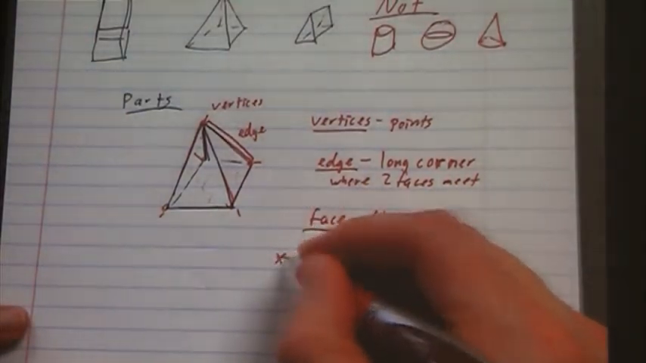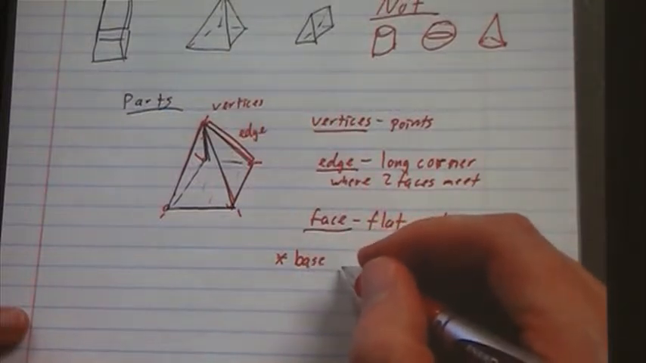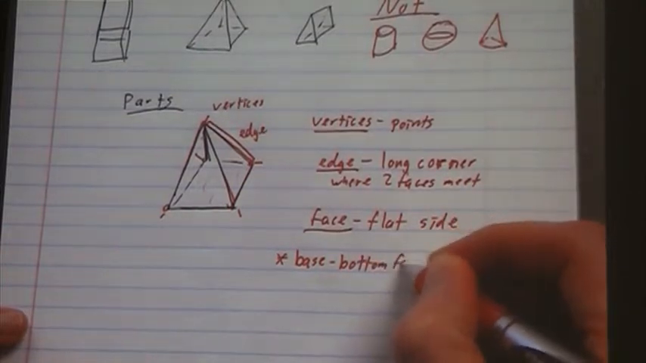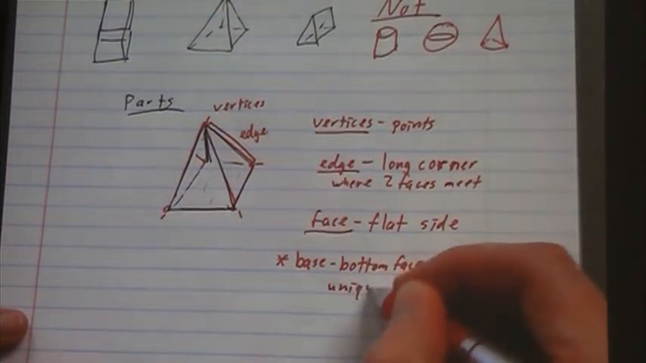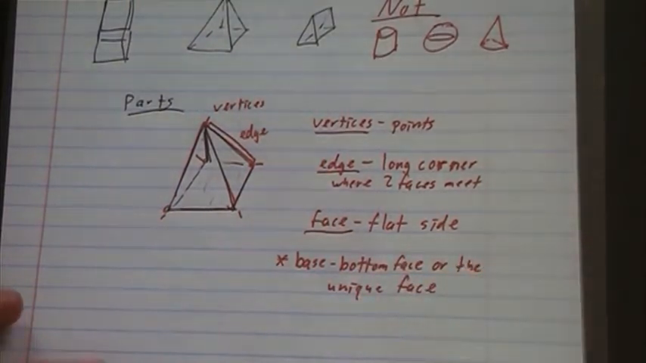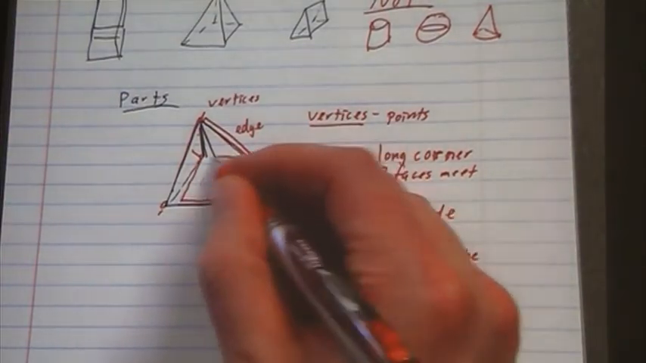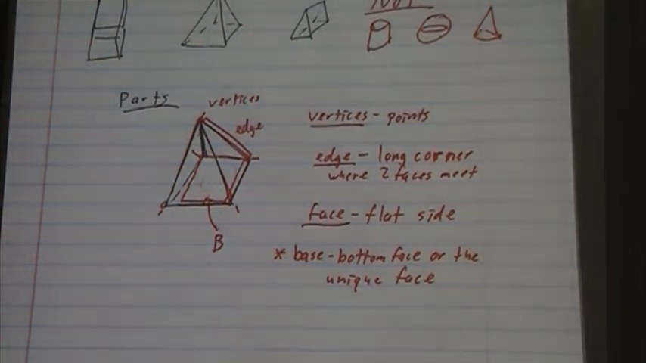Now one thing to note is that the base can be the bottom face or the unique face. The reason why I say it, sometimes it's bottom, sometimes it's not. With this problem, we know that the base is this whole side on the bottom. That's the big B, the area of the base. Not to be confused with the area base. This is a three-dimensional shape base.